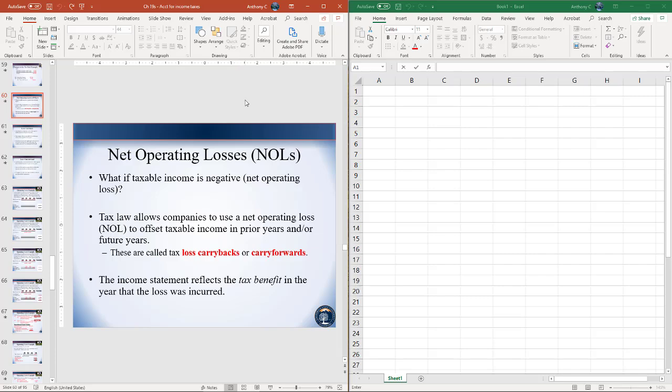All right, so a net operating loss just means that a company reported negative taxable income in a particular year. So if it reports negative taxable income, it won't owe any taxes in that period. Tax law, though, does allow a company to take that net operating loss and use it to offset taxable income, either in a prior year, in which it's going to be refunded some income taxes, or I can carry it forward into a future year to offset profits in the future, so it'll pay less taxes. Right, so if it carries it back, it's called a NOL carryback. If it carries it forward, it's called a NOL carry forward.